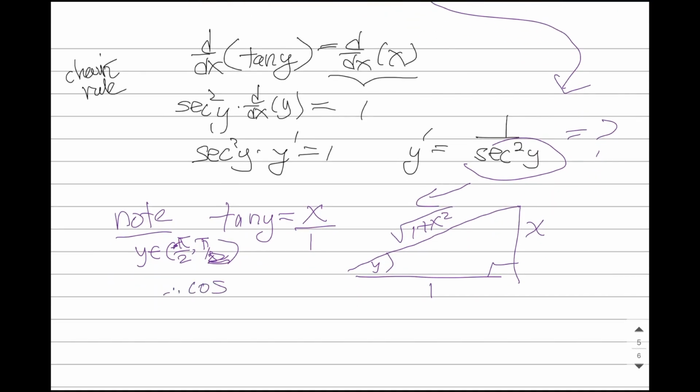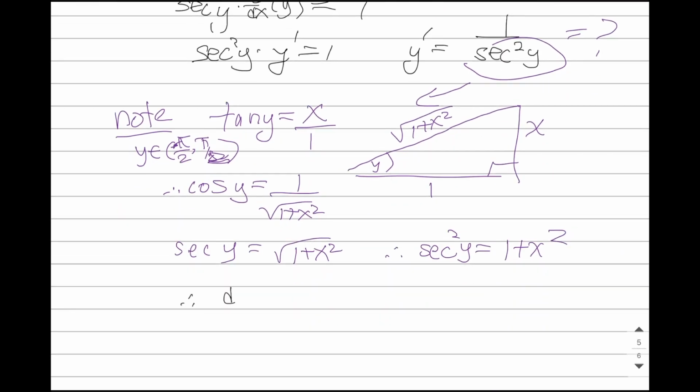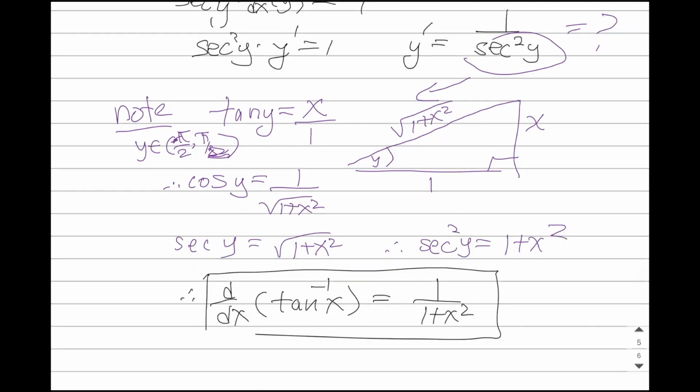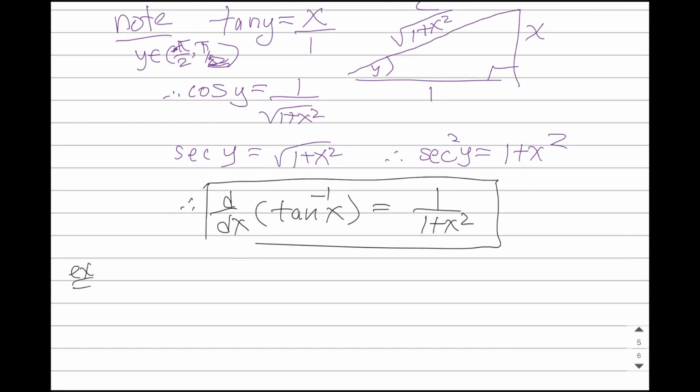Cos is adjacent over hypotenuse. So secant is the reciprocal of that. It would be 1 plus x squared all rooted, and that means secant squared would simply be the square of this, and we would get 1 plus x squared. We end up with this nice little formula. The derivative of inverse tangent of x will end up being 1 over secant squared of y, or 1 over 1 plus x squared.